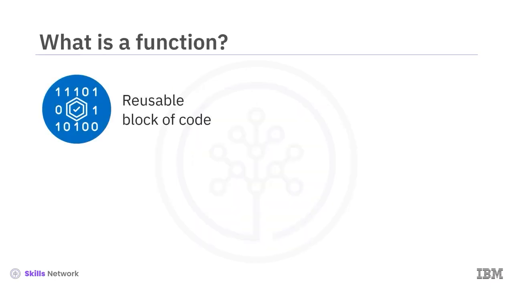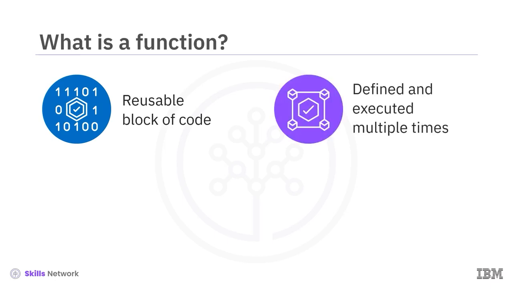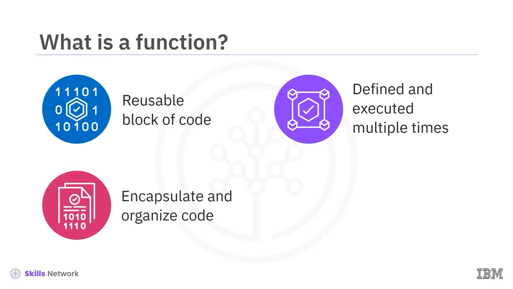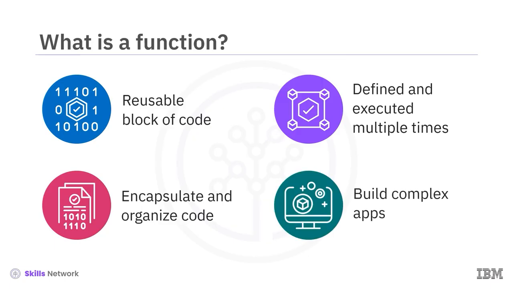In JavaScript, a function is a reusable block of code that can be defined and executed as many times as needed. Functions are a fundamental part of the language and are used to encapsulate and organize code into manageable, reusable units. They are essential for building complex applications as they help improve code structure, readability, and maintainability. Let's delve into more details by introducing functions in JavaScript.